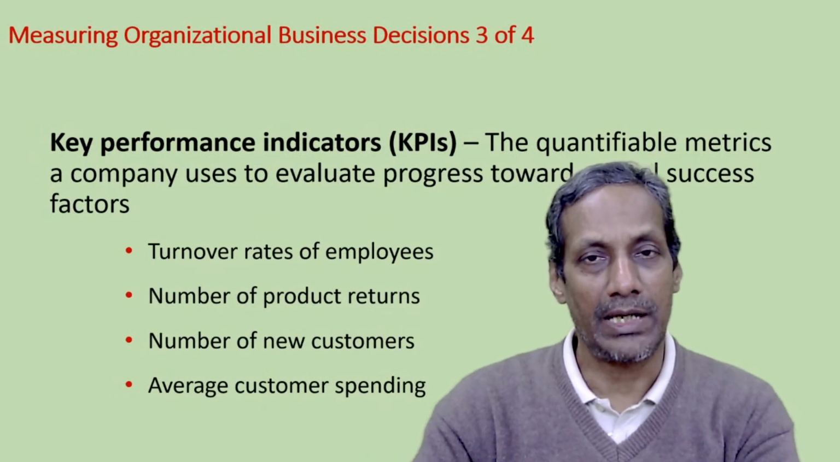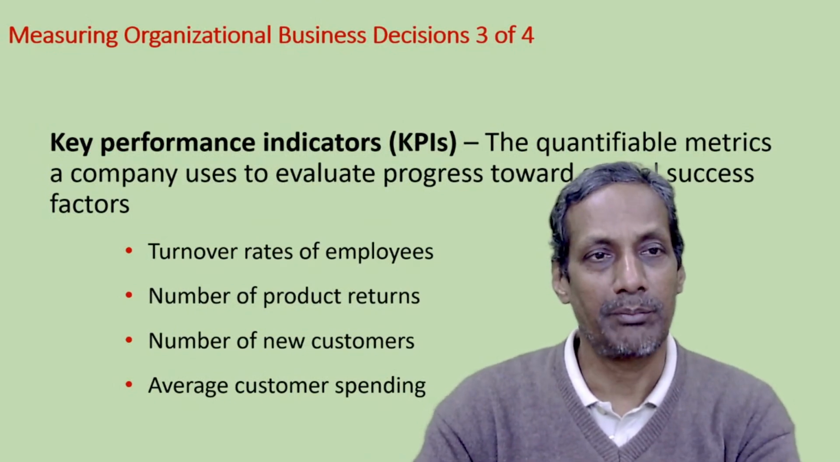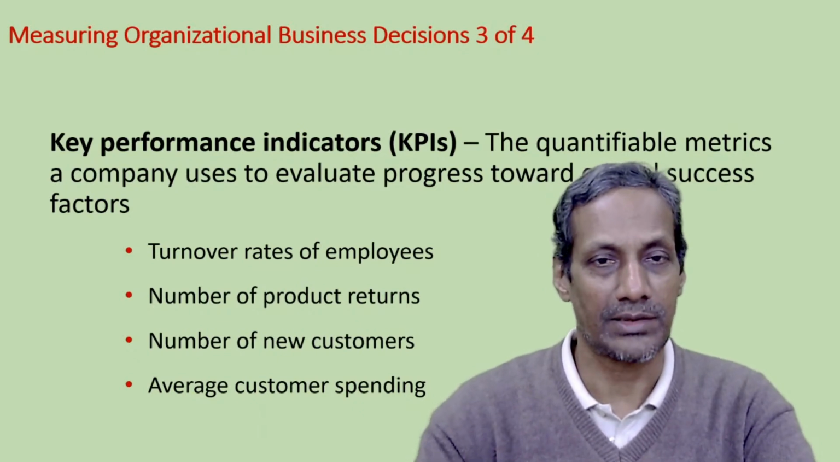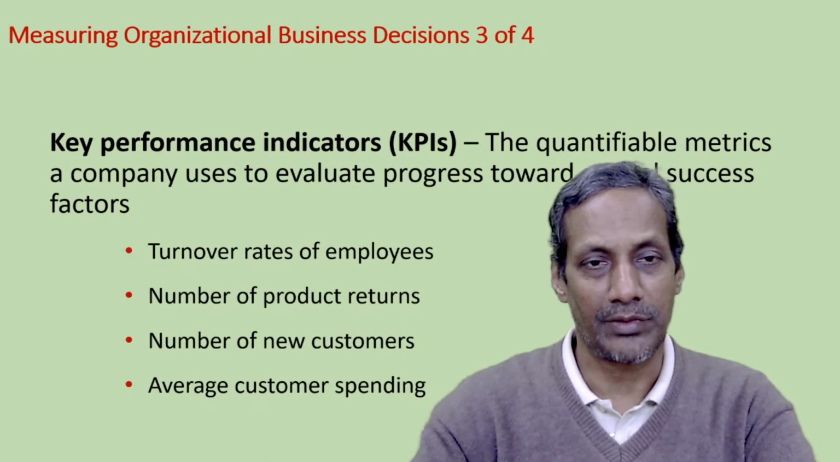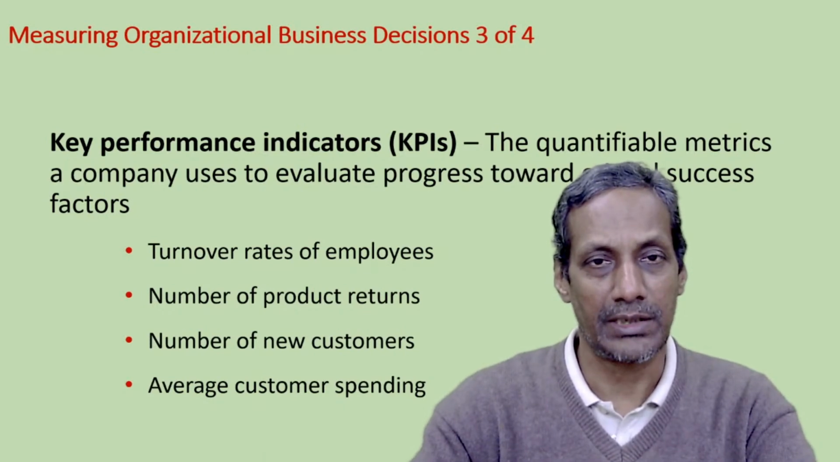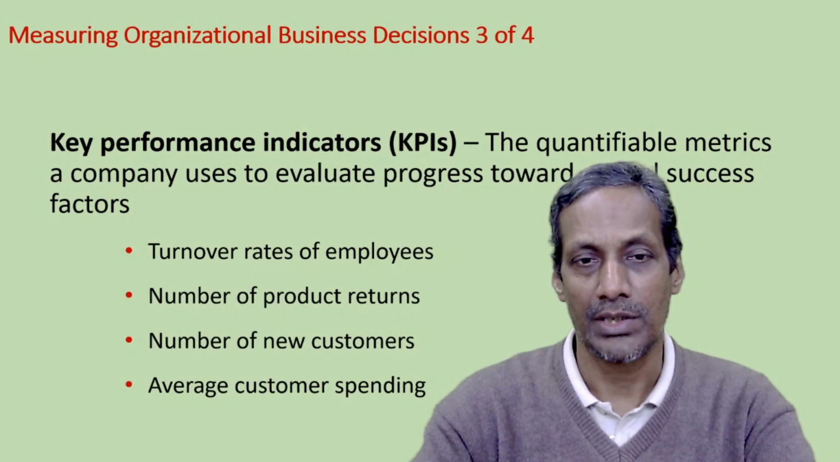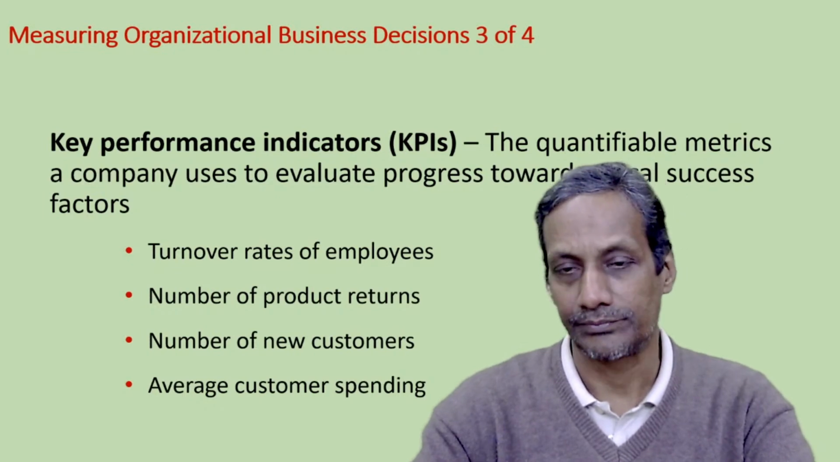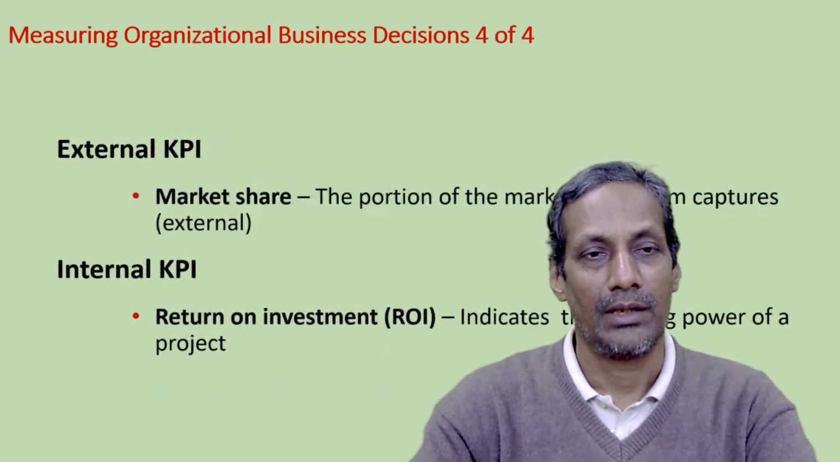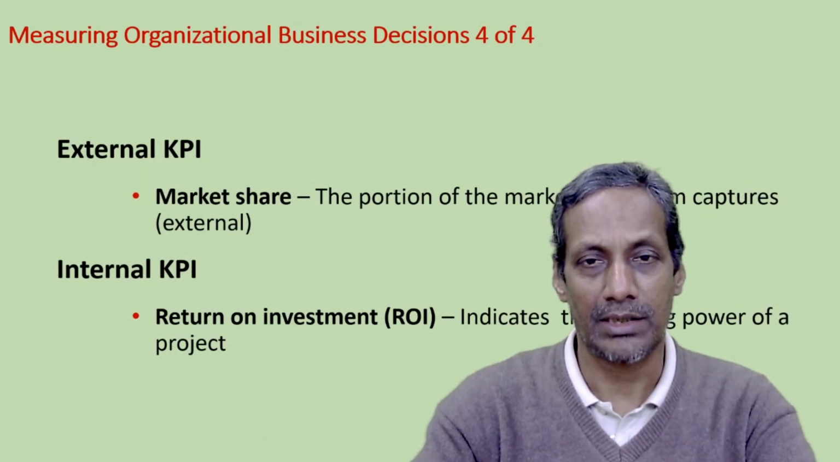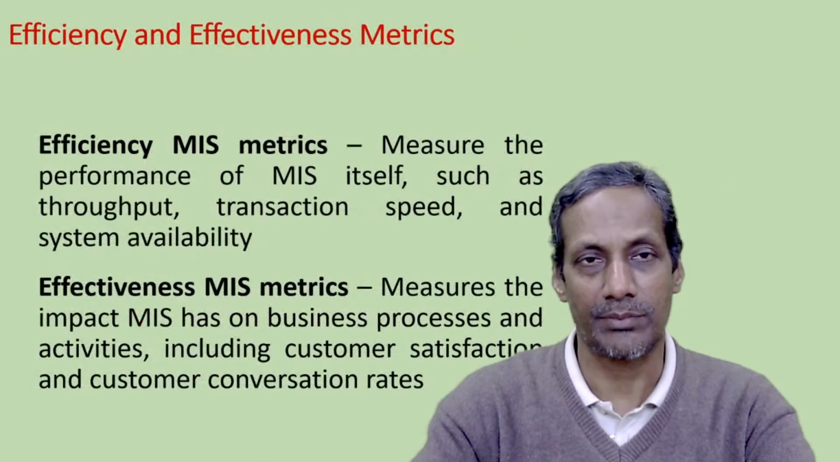The key performance indicators are the quantifiable metrics a company uses to evaluate progress towards the critical success factors. Some of the key performance indicators that we have discussed are the turnover rates of employees, number of product returns, number of new customers, average customer spending. You can have two types of key performance indicators which need to be tracked. One is the market share, the other one is the return on investment.